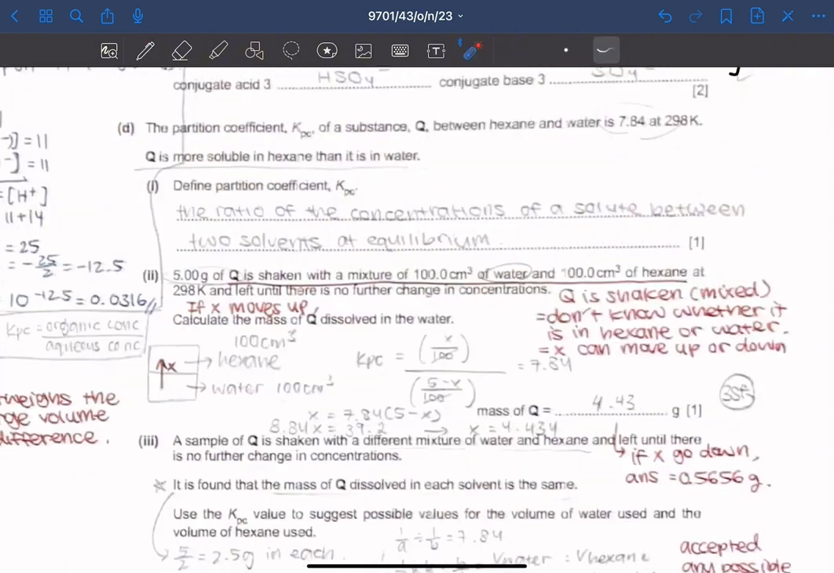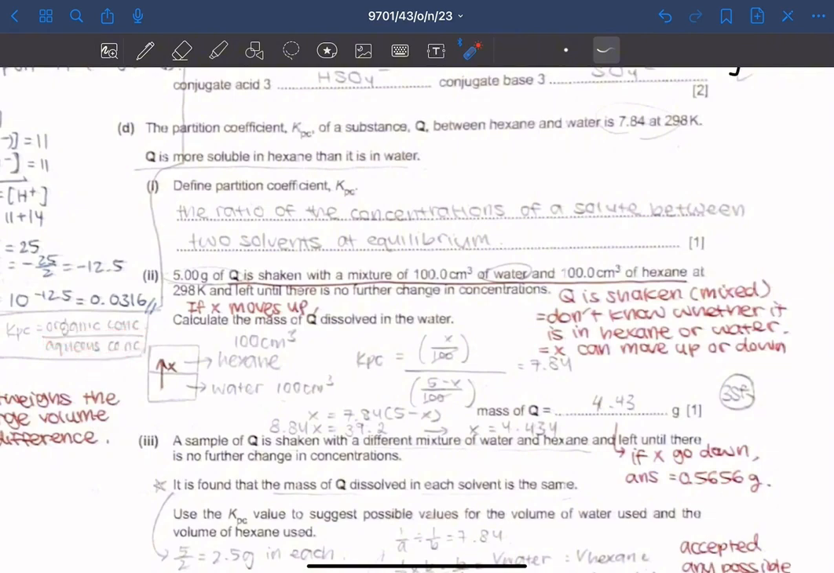And next for D, the partition coefficient KPC of a substance Q between hexane and water is 7.84 at 298 K. So the value of KPC is 7.84 at room temperature and pressure. Q is more soluble in hexane than it is in water. So we know that KPC is equal to the organic compound, which is hexane in this case, hexane's concentration divided by the aqueous compound's concentration, which is usually water.